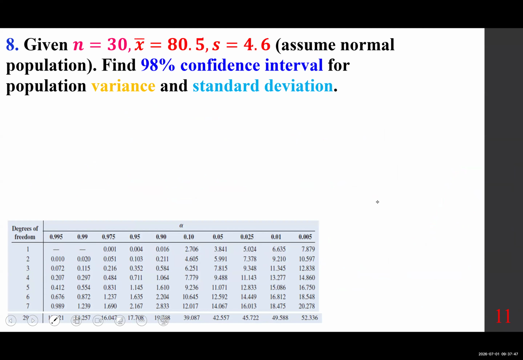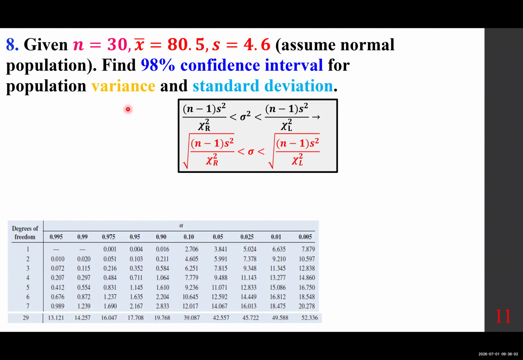Given n is 30, x bar is 80.5, s is 4.6. They have given us symbolically. Assume normal population, find the 98% confidence interval for the population variance and standard deviation. So practically everything is given. I want to tell you, these are the formulas you find in your formula sheet. So the confidence interval for the variance, sigma squared: n minus 1 times s squared over chi squared of the right quantity, the same thing over chi squared of the left quantity. For sigma, you really don't have to do anything, just take a root, that's all. So we're going to work on the variance and then for the standard deviation, we take a root.